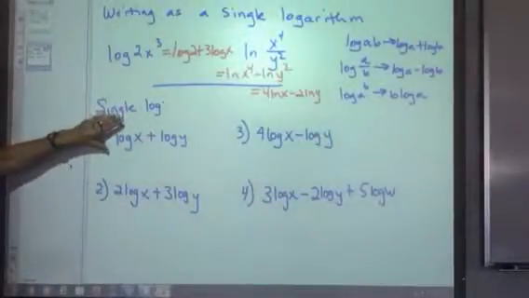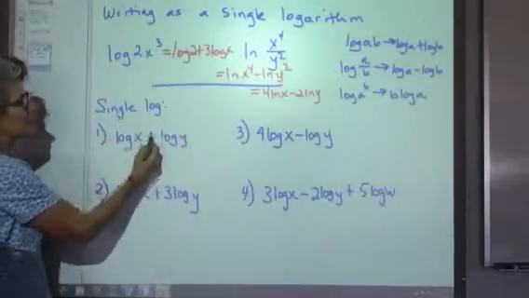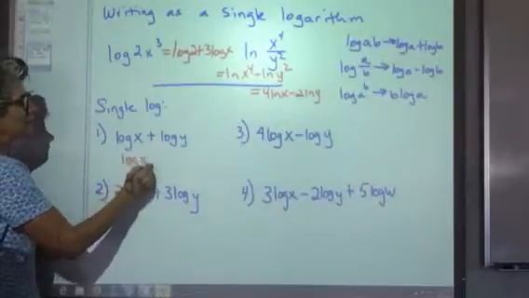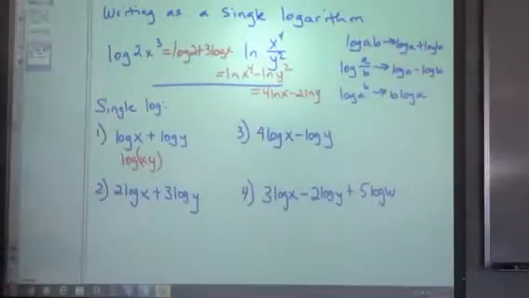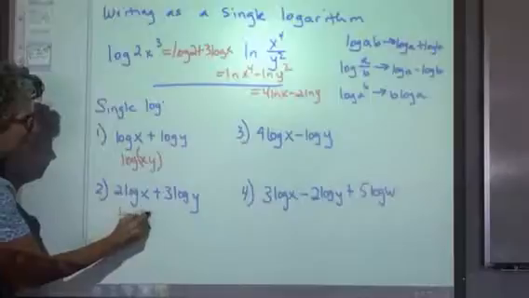When you're writing as a single log, what you're doing is going in the opposite direction. So this has already been expanded. This is adding. When you're adding two logs together, that means they used to be a product. So that's the log of xy. You really should have the parentheses. Our books generally don't use it. When you see a 2 out here, that was an exponent. So you want to put that back.